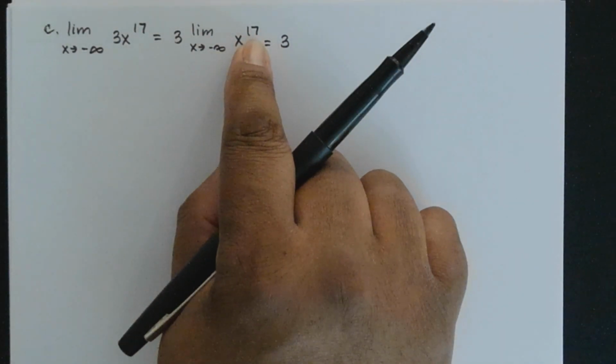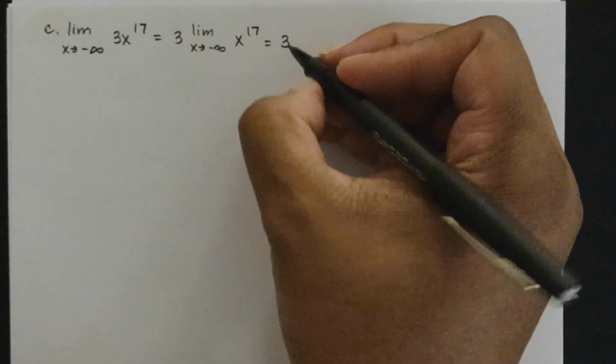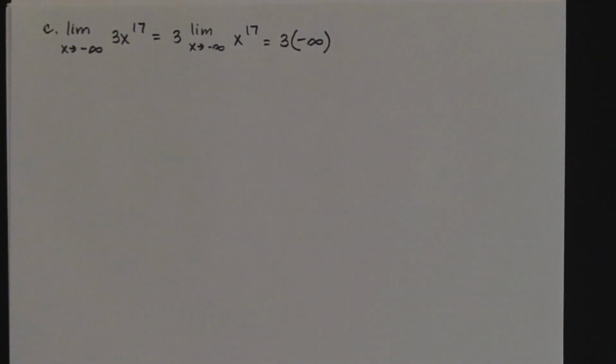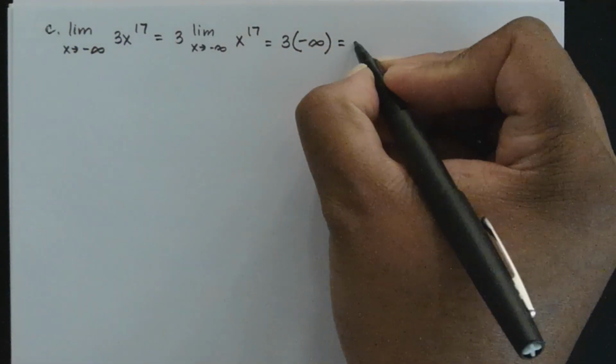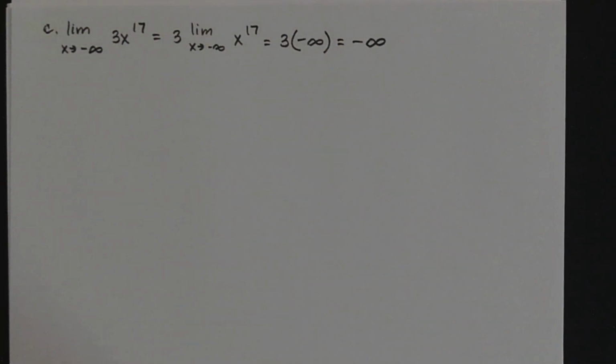So if you have an odd power, then the limit as x approaches negative infinity of that will go to negative infinity. Okay. And 3 times negative infinity, well, it's going to end up being negative infinity because it's just going to go to negative infinity 3 times as fast. So the limit as x approaches negative infinity of 3x to the 17th power would just be negative infinity.